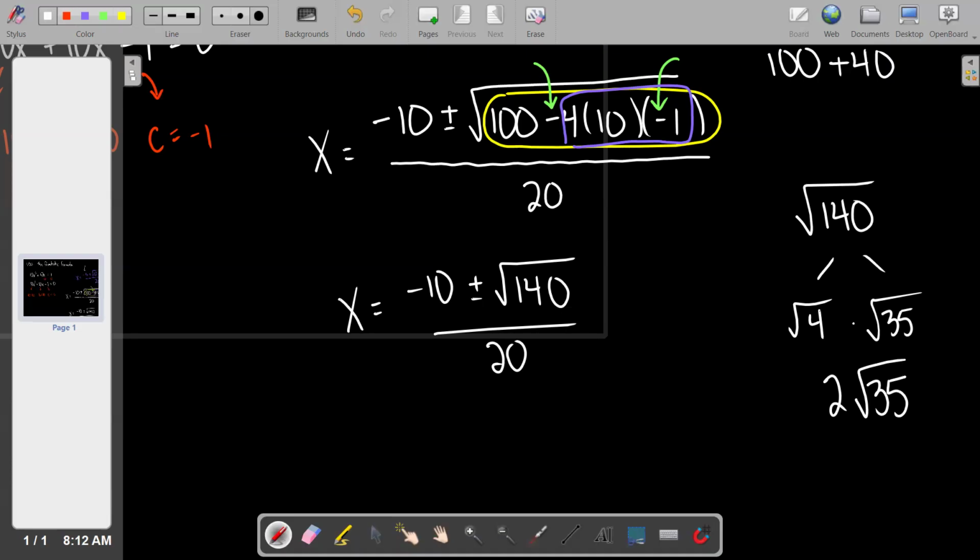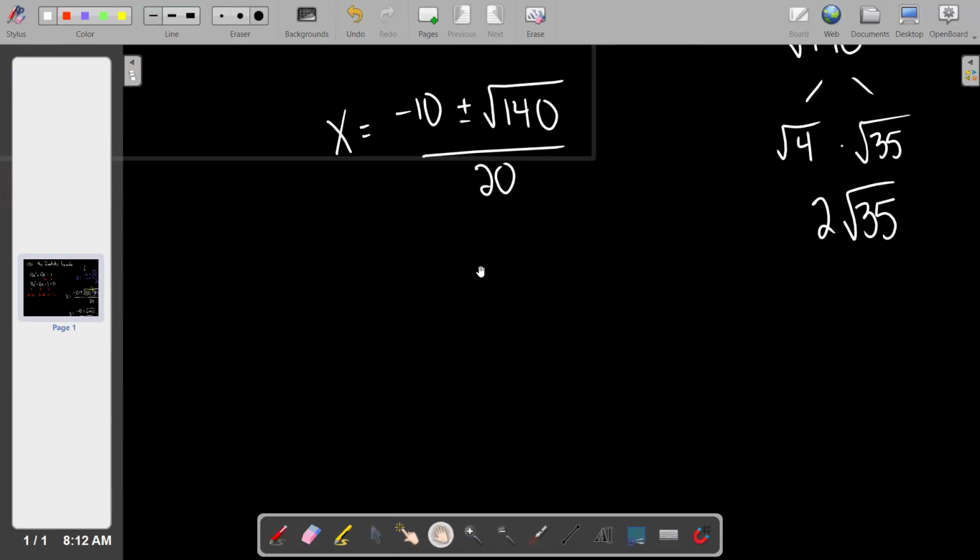So at this point, what I do is I go back to my answers, and I swap out the root of 140 with 2 roots of 35. And I'm going to say x equals -10 plus or minus 2 roots of 35 over 20.